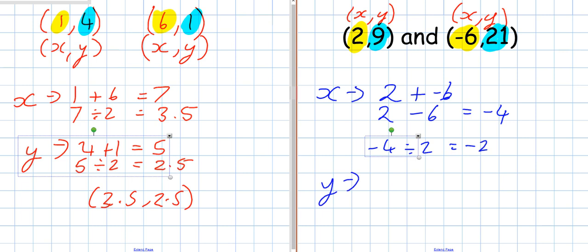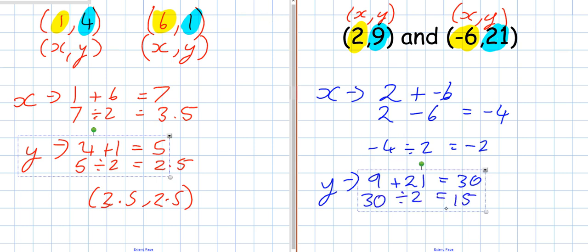So then I need to find the midpoint of my y values, the middle of my y values. So I've got 9 plus 21, which gives me 30. And then I find halfway, so 30 divided by 2 gives me 15. So my midpoint of these two coordinates would be (-2, 15). And that would be my answer.